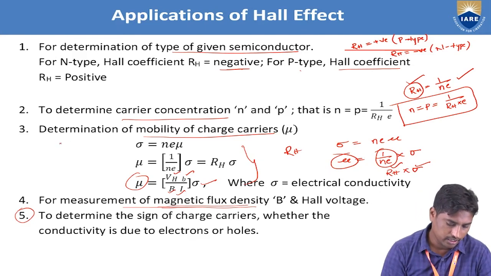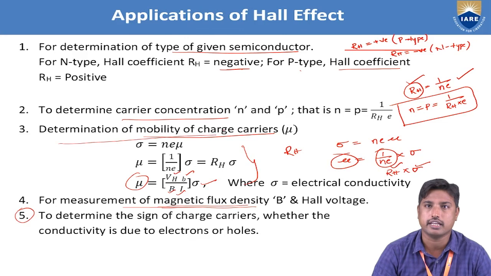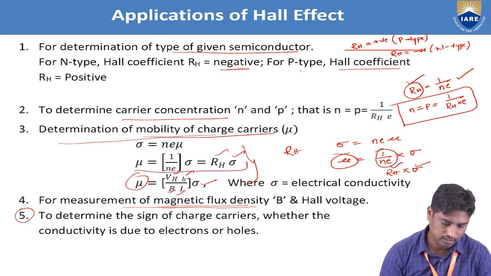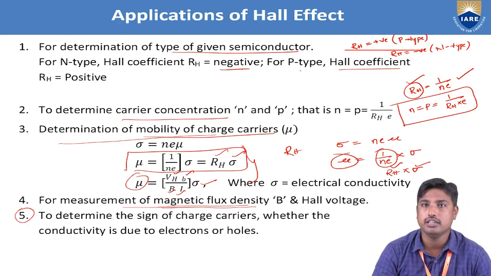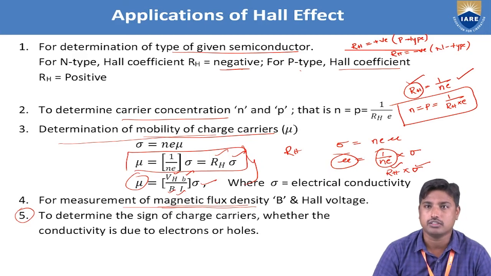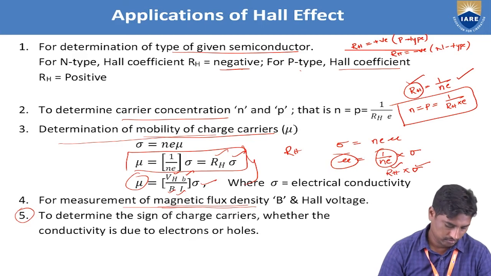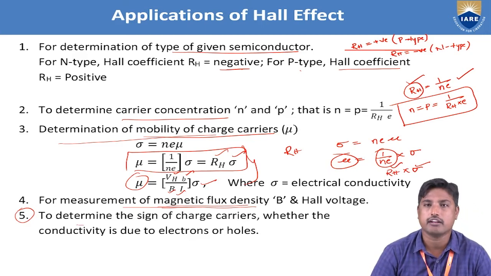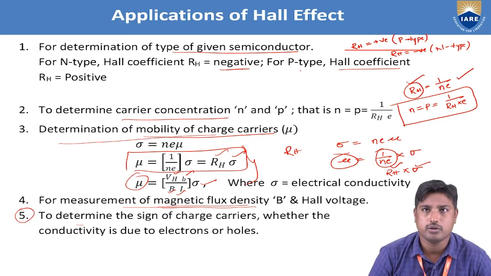And third one is determination of mobility of charge carriers. When we know the RH and conductivity, using this relation, we can find the mobility of the charge carriers. And for measurement of magnetic flux density and Hall voltage also, VH and B we can measure. And determine the sign of the charge carriers, whether the conductivity is due to electrons or holes. And this is totally about the Hall effect.